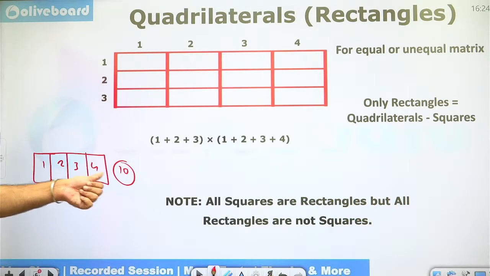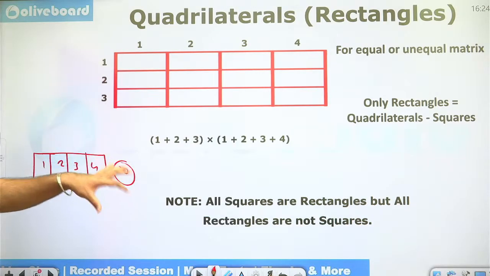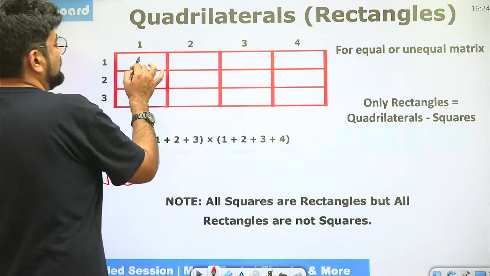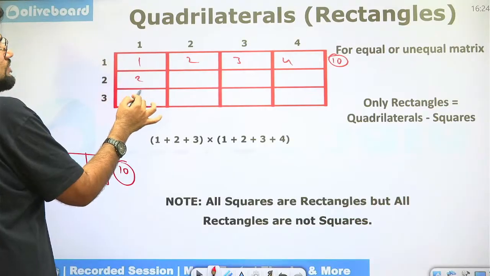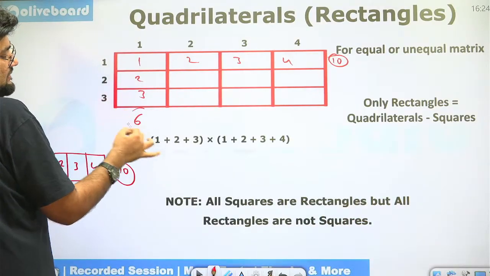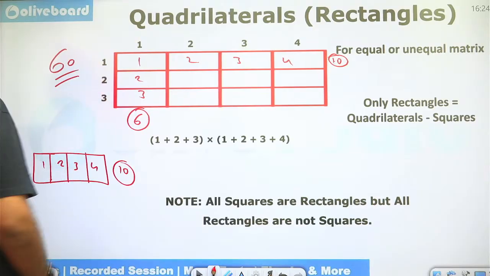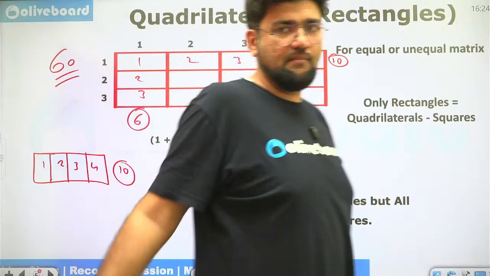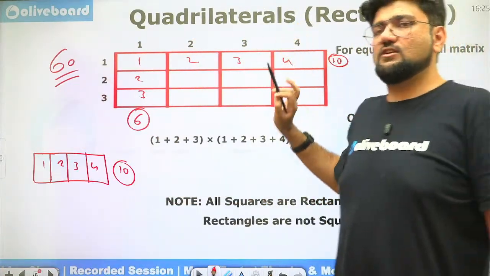1, 2, 3, 4 individually, then 1-2, 2-3, 3-4, then 1-2-3, 2-3-4, and then 1-2-3-4, the whole rectangle. Everything when I count together, I'll get 10 here. But when it is in a 2D matrix form, then what will I do? I will say 1 plus 2 plus 3 plus 4, I'll have 10 rectangles here. And 1 plus 2 plus 3 along the column, I'll have 6 rectangles here. I'll multiply both these numbers to get 60 rectangles in all. I can call them 60 rectangles or I can call them 60 quadrilaterals also. If my question gives me a matrix like this and asks me how many quadrilaterals are there, then also I will say 60 only is my answer.